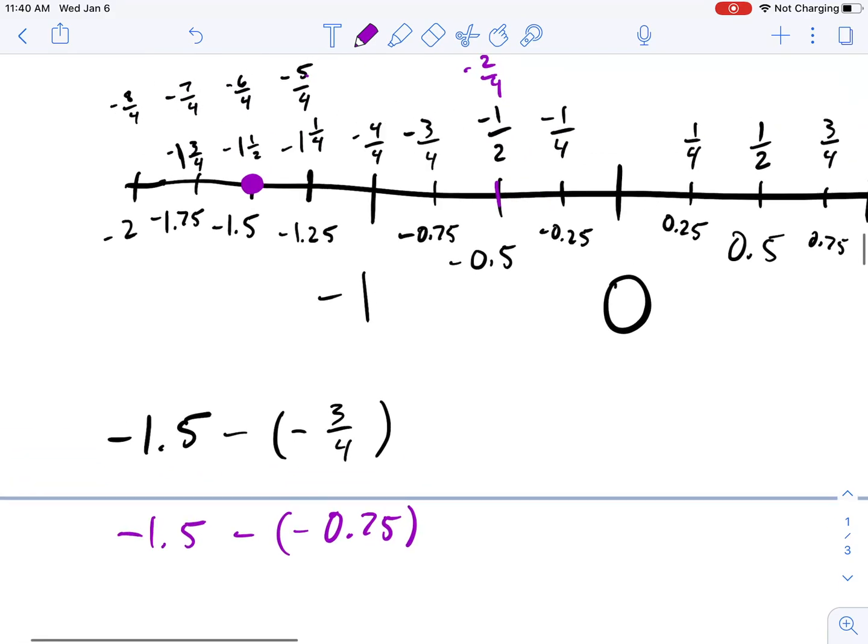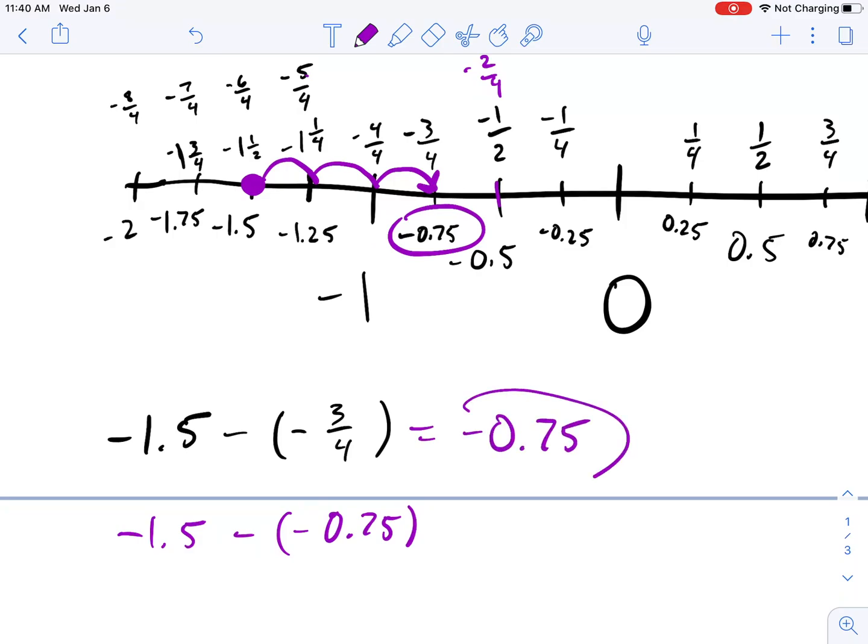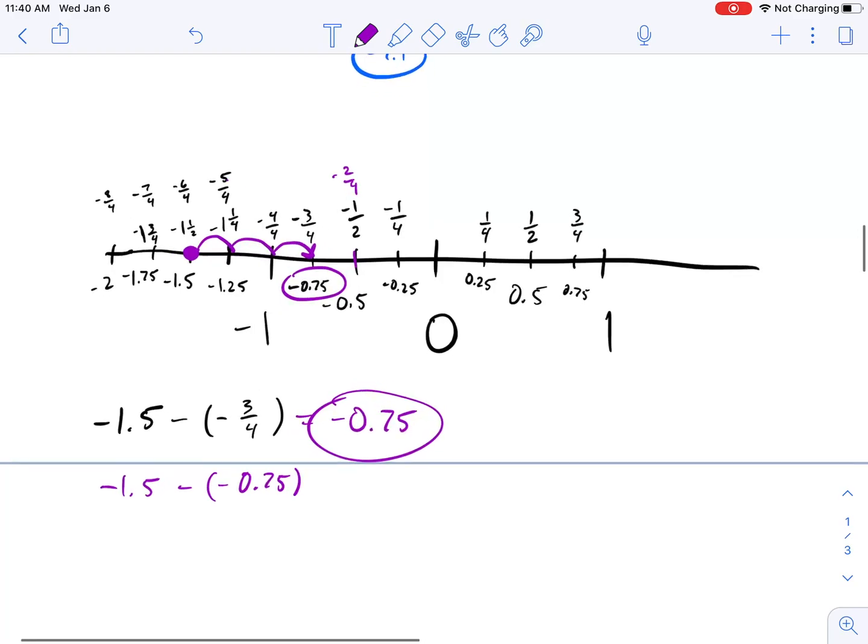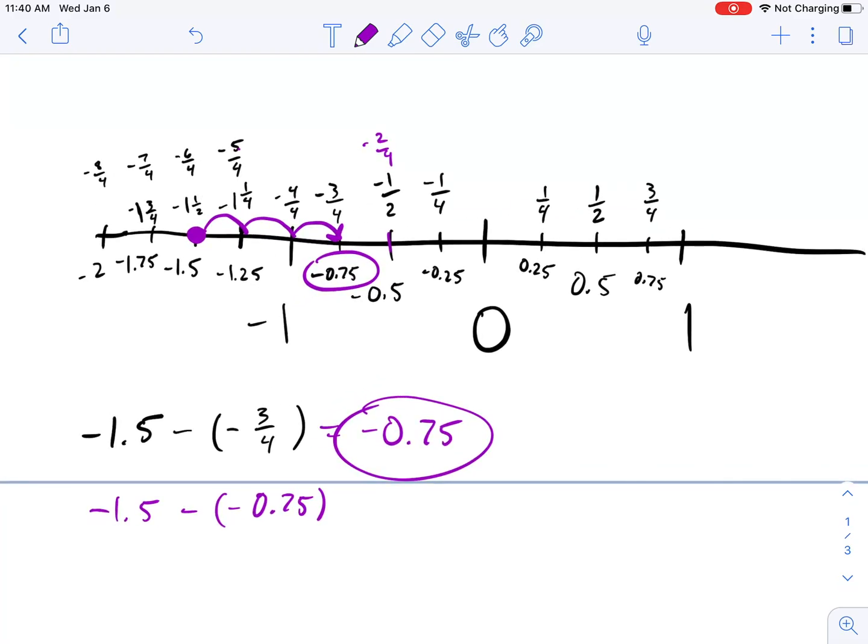So I know I'm going to move 3 groups of 1/4. So I'm going here. I'm going to go 1, that's 1/4, 2/4, 3/4, okay? So I knew which way I was moving. I knew I was moving to the right, and I ended up right here. It's -0.75. Once again, this is really tricky.